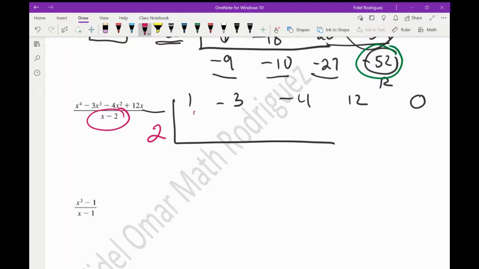So let's go one piece at a time. Remember, first thing, drop down the 1 and multiply. 2 times 1 is 2. Add them together, that's -1. 2 times -1 is -2. Add them together, that is -6.